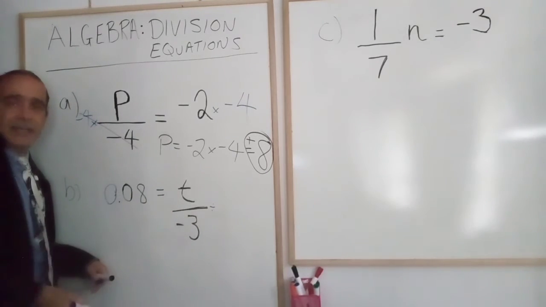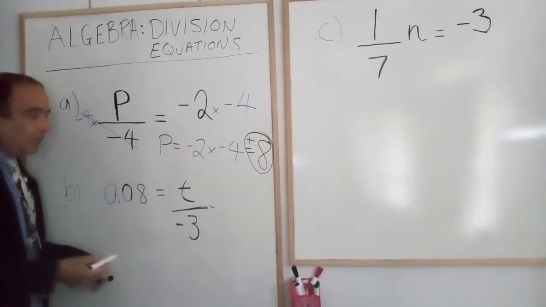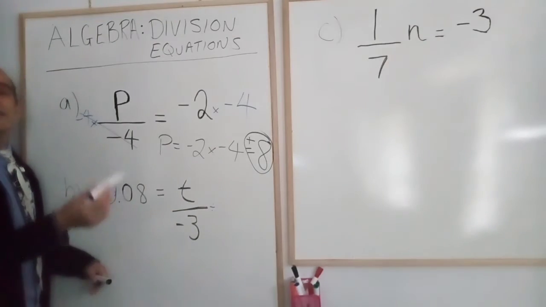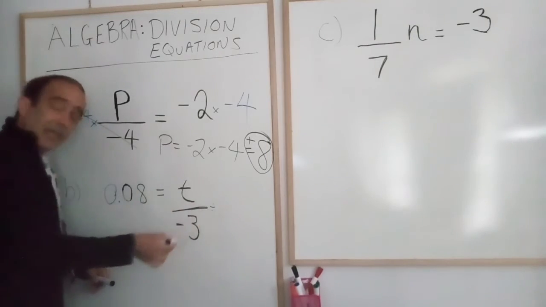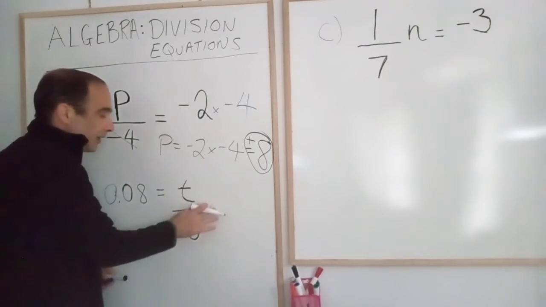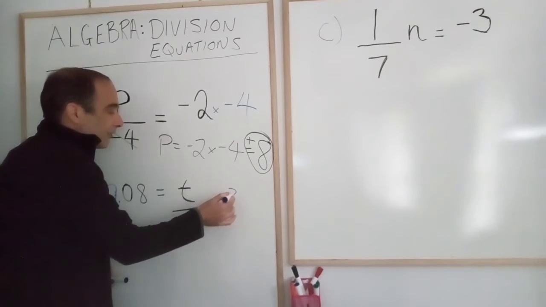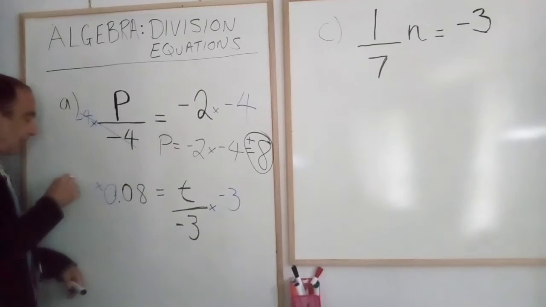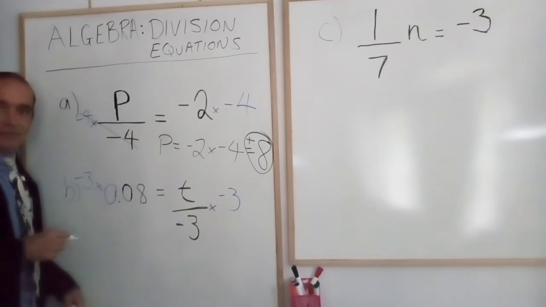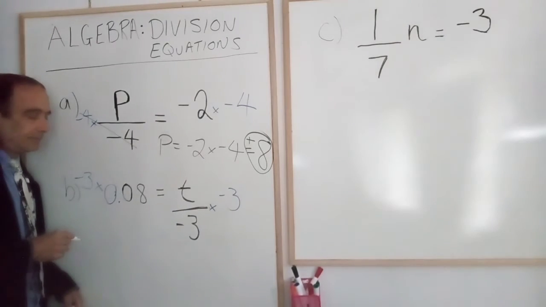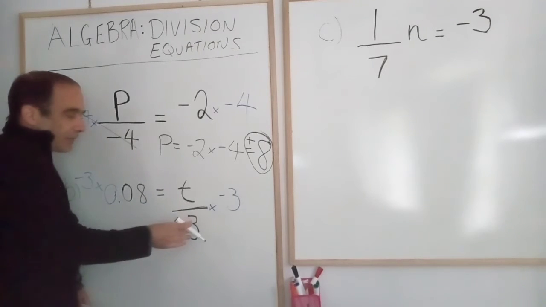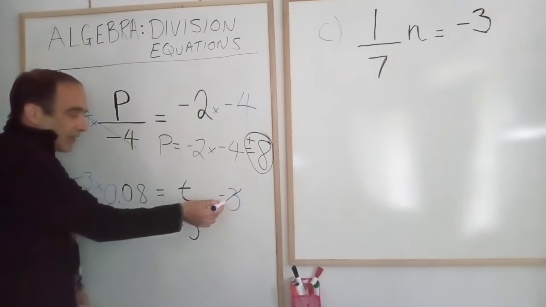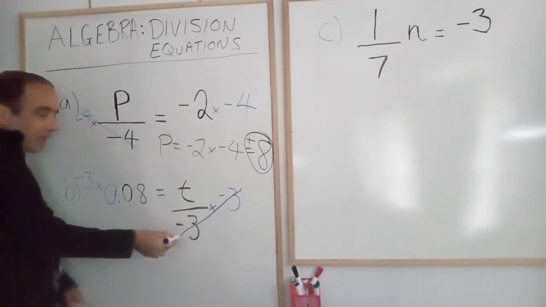I want to get the t by itself. So I have to do the inverse of dividing by -3. What is the inverse of dividing by -3? Well, it's multiplying by -3. If I've multiplied this side by -3, then I've multiplied this side by -3 as well. Okay? So the -3 and the -3 on top, these two are going to once again cancel out. -3 divided by -3 is 1.